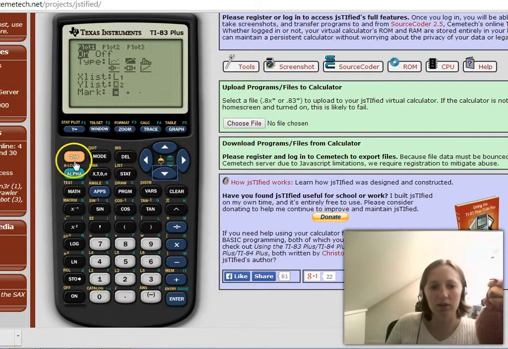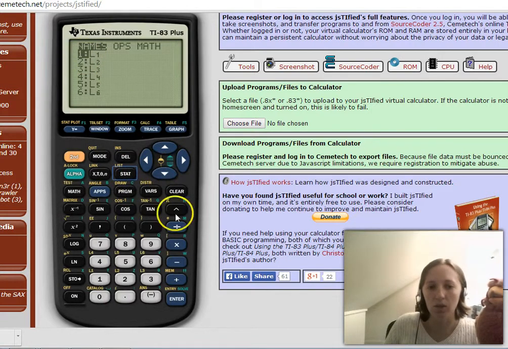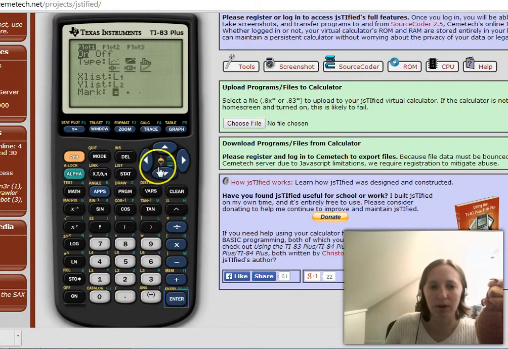And if it isn't, you have to go and change it by hitting second stat, because that gets you to list and it'll allow you to choose which list you want. I'll show that to you. Second stat. And so there's L1. So we go, okay, that's the correct one. Bam.